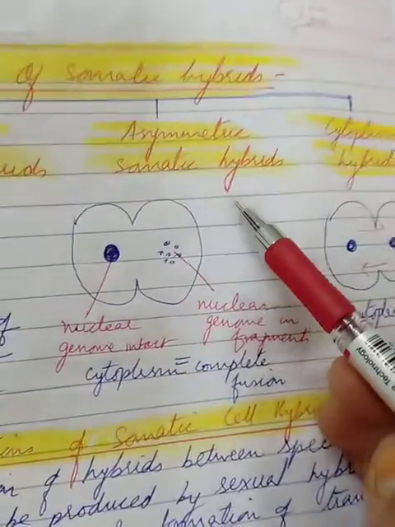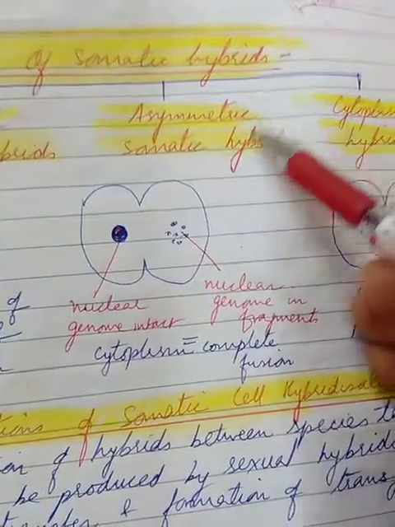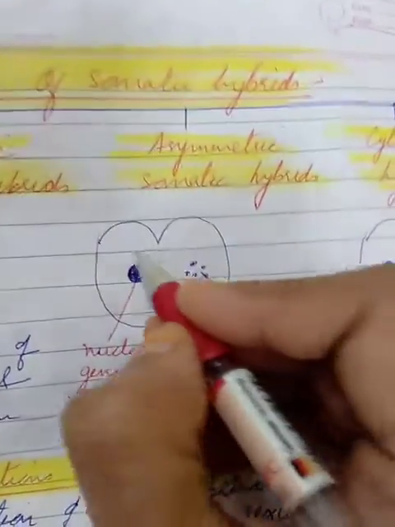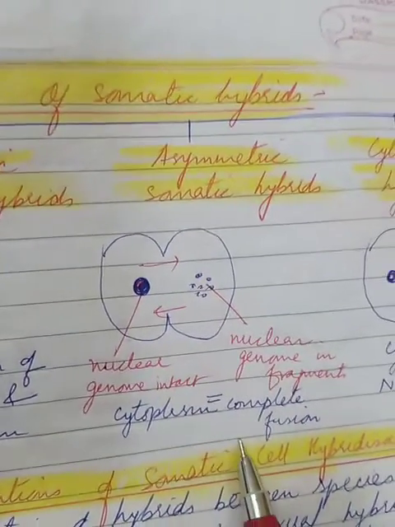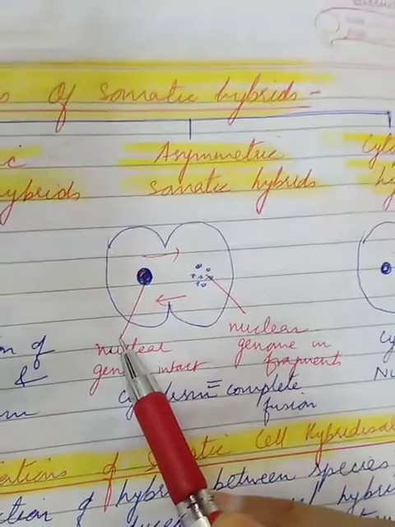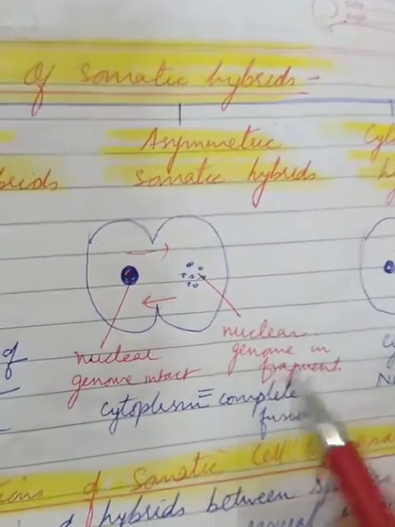Moving to the third type, where we have asymmetric hybrids. Asymmetric means there is no geometrical symmetry of fusion. In this, the cytoplasm, no problem, is completely fused. But when it comes to nuclei, one nuclear genome is intact, that is normal, but the other is seen in small pieces or fragments.